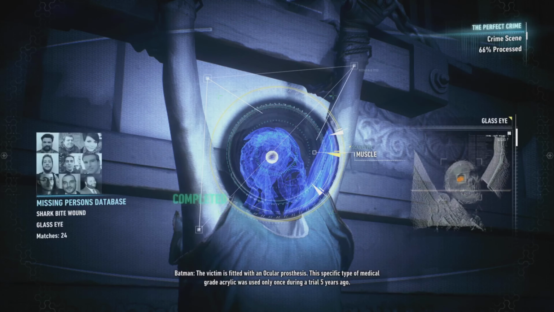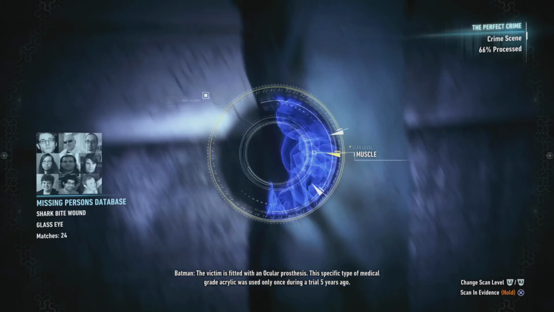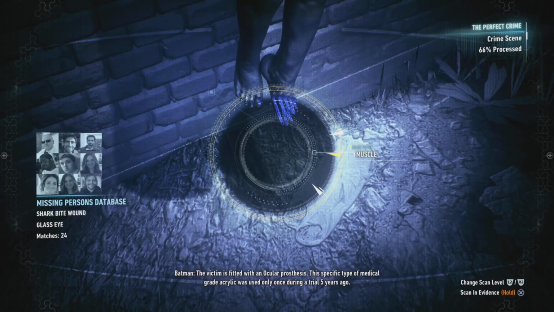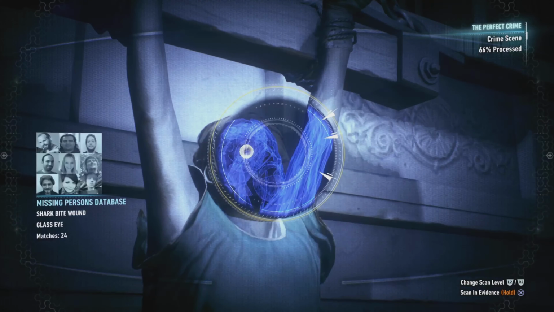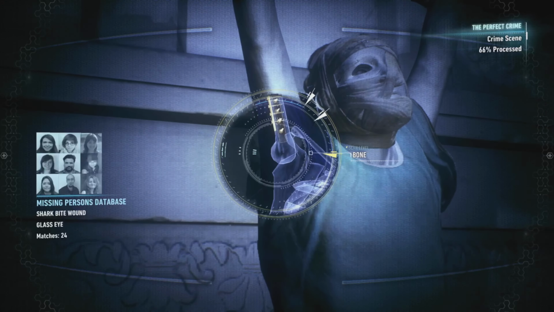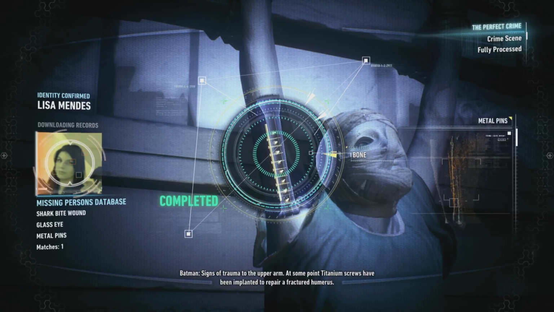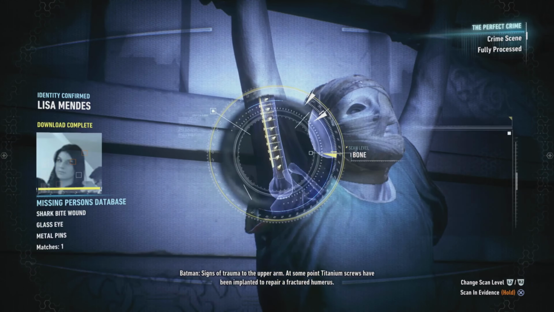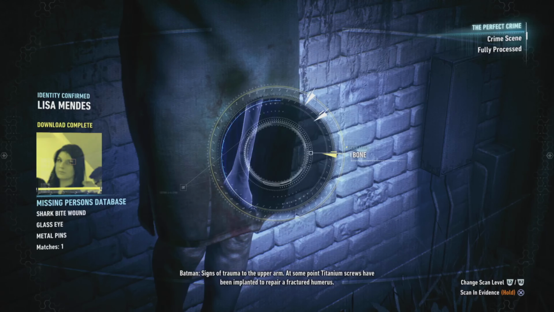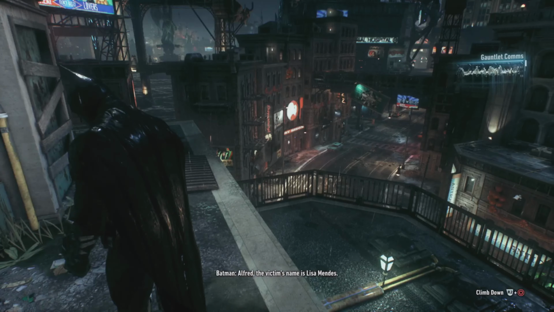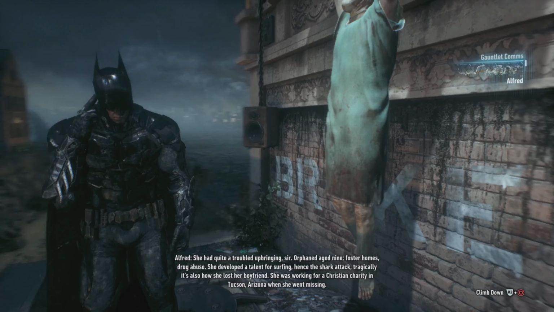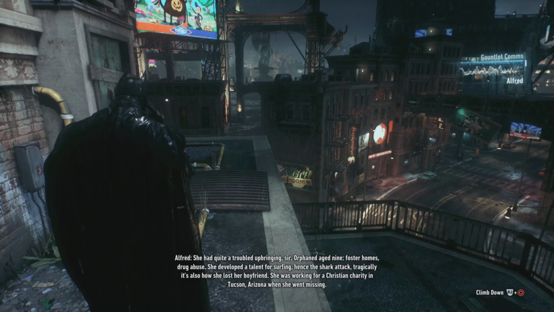The victim is fitted with an ocular prosthesis. This specific type of medical-grade acrylic was used only once during a trial 5 years ago. Signs of trauma to the upper arm. At some point, titanium screws have been implanted to repair a fractured humerus. Alfred, the victim's name is Lisa Mendez. She had quite a troubled upbringing, sir. Orphaned age 9, foster homes, drug abuse. She developed a talent for surfing, hence the shark attack. Tragically, it's also how she lost her boyfriend.